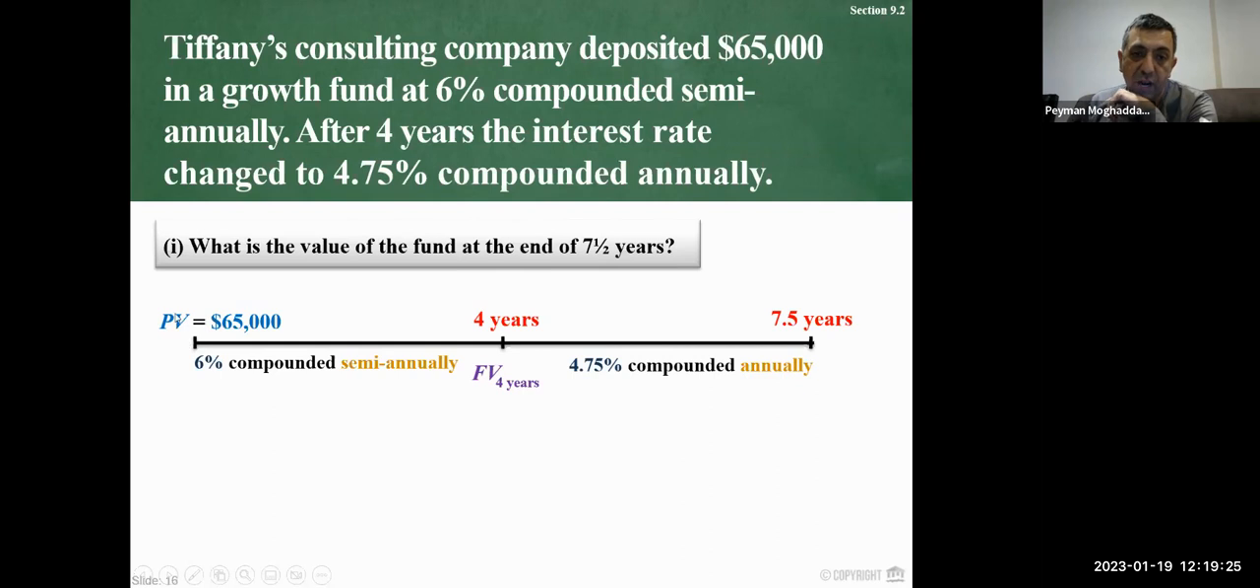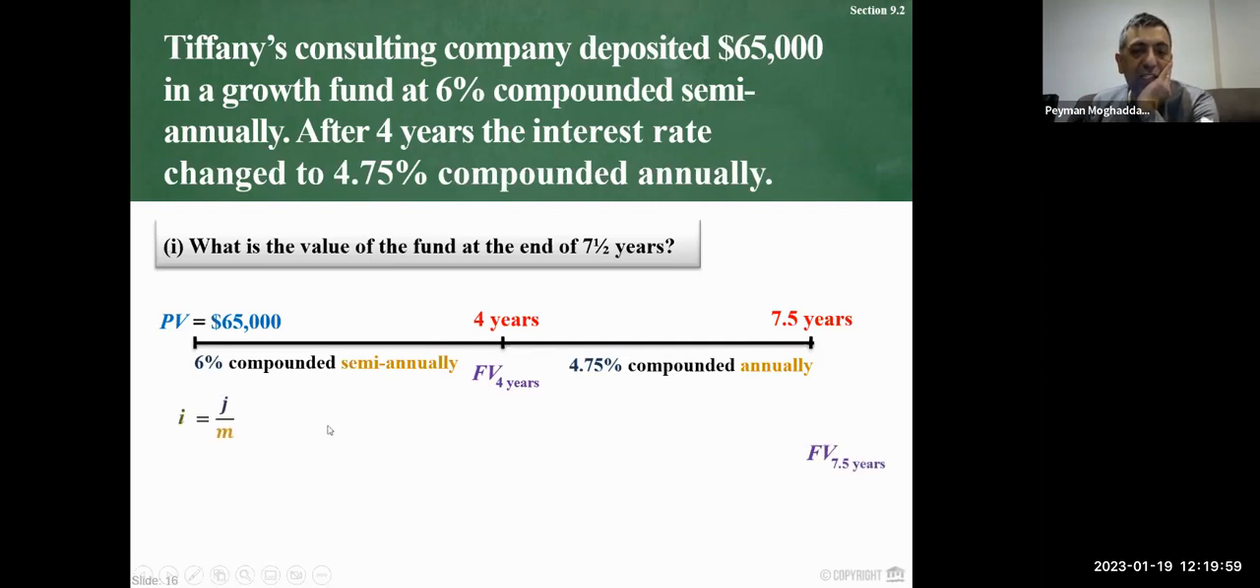First question: how much is it going to be for the first 4 years? From present value to future value after 4 years. This future value after 4 years is going to be the principal value for the next 3.5 years. So you calculate the future value until 4 years, and this becomes the principal for the next 3.5 years. That's how we calculate this question.